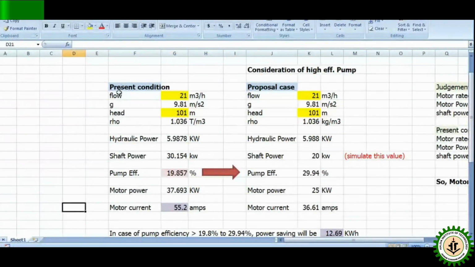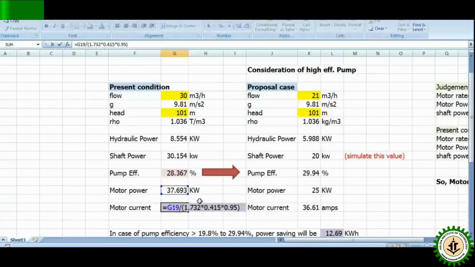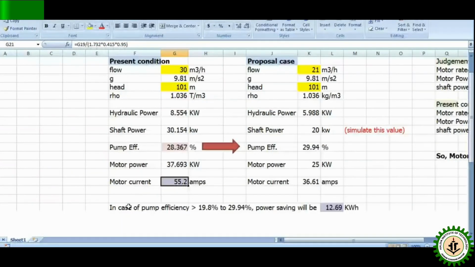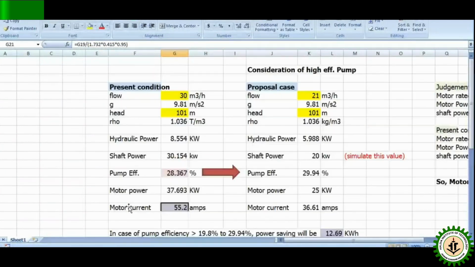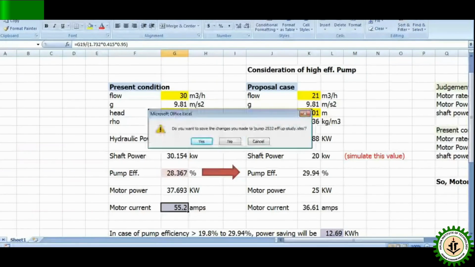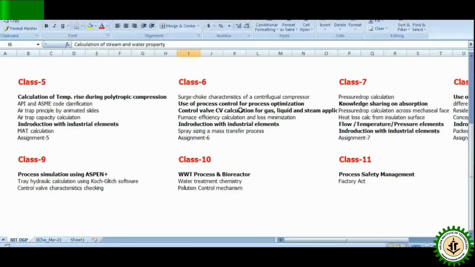So you see, for 21 meter cube per hour, the motor current is 55 amps. Now, if you make it 30 meter cube per hour flow, the motor ampere changes here because it is calculated in a different way. So this is the way you have to do it. This way you understand how things move on and how the hydraulic calculation is done. I'm showing another Excel that you can understand very easily.